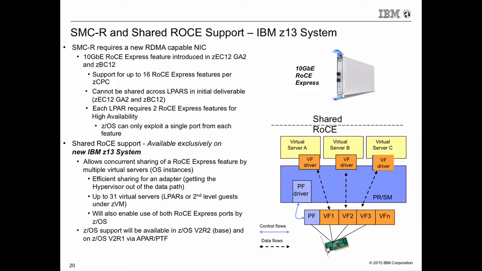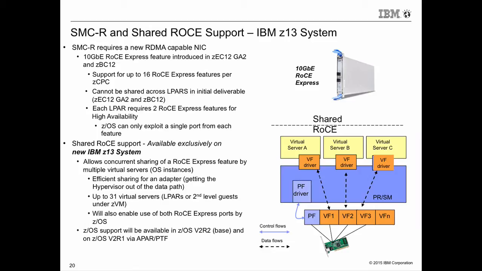Now, for ROCE Express and SMC-R to be exploited, for high availability you didn't want to have any single points of failure. So that typically meant that you had 2 ROCE Express features for high availability. If you do the math briefly, with a fully populated System z processor with 16 cards, in a high availability mode, you could support up to 8 LPARs with the SMC-R capability. That was one of the key constraints that we got a lot of early feedback on from users.